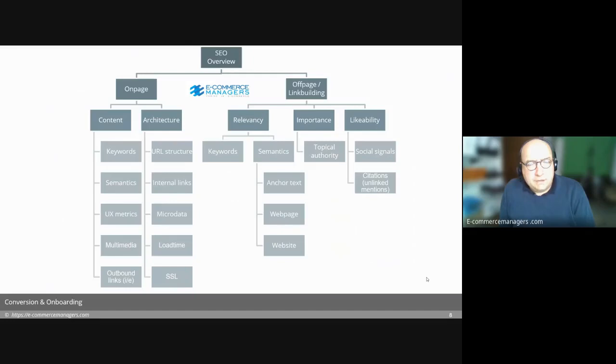SEO, off-page and on-page. Link building, building authority, off-page: on-topic links within the content are the most important, with the right anchor text. And on-page: site speed, security, mobile-friendliness, internal link structure, and microdata are the most important aspects.